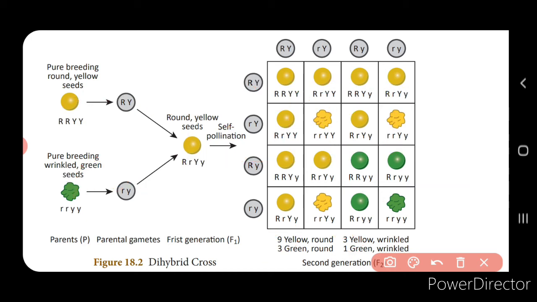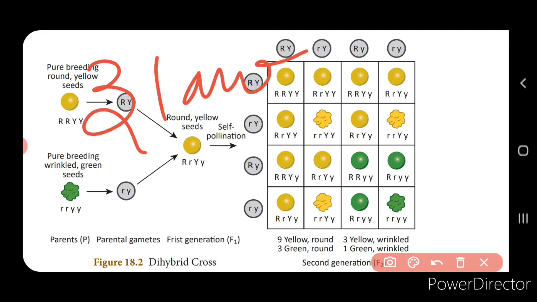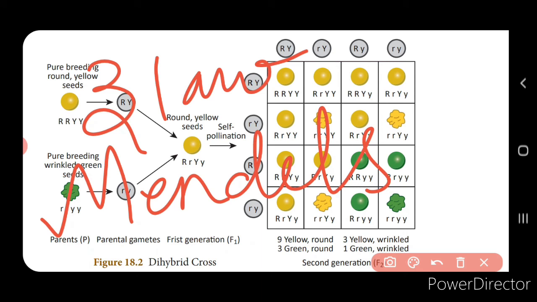Based on these monohybrid and dihybrid experiments, Mendel proposed 3 important laws, which are called Mendel's laws. Now what are Mendel's laws? The first one is the law of dominance. The second one is the law of segregation, or the law of purity of the gametes. And the third one is the law of independent assortment. Now let's see them one by one. Based on the monohybrid and dihybrid cross, Mendel proposed 3 laws, and these 3 laws together are called the laws of heredity.